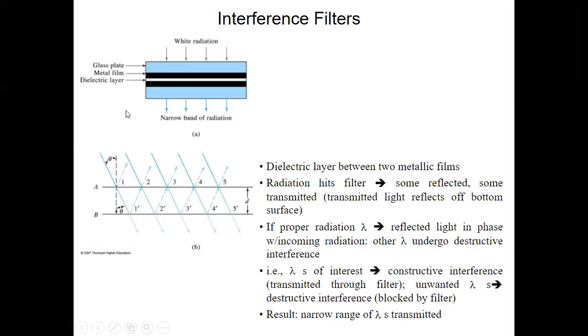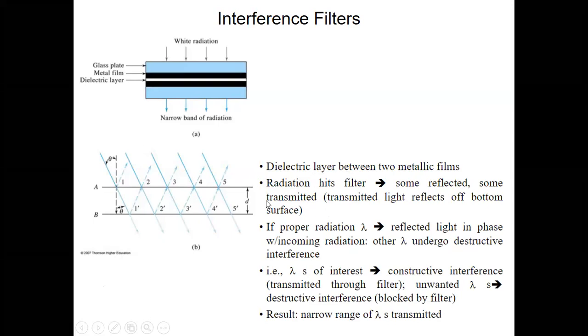sample. Right, from this direction, the white radiation or all wavelengths will come, and then some will reflect. Only certain wavelengths will be transmitted. So this transmitted wavelength will go to the sample, and by using this interference filter, we can have some selected wavelengths. So that is what happens in the interference filter, and this description tells what is happening.